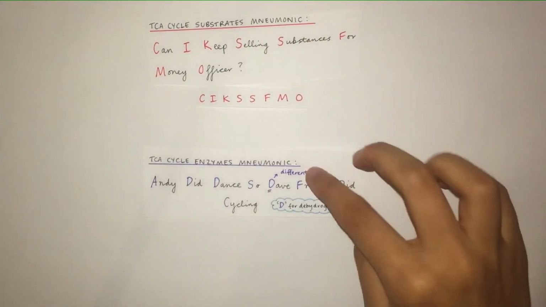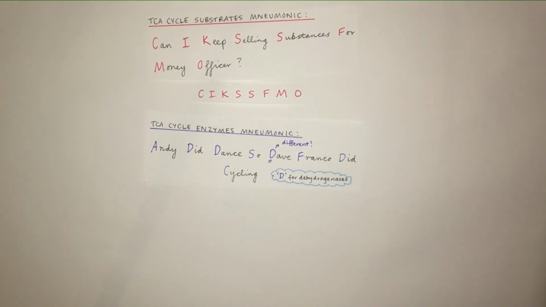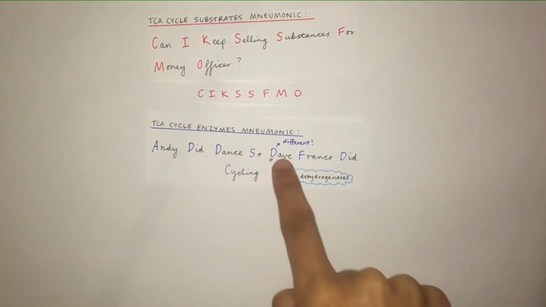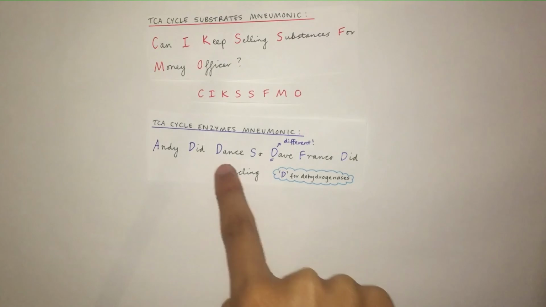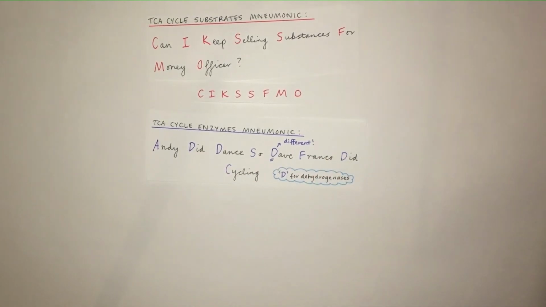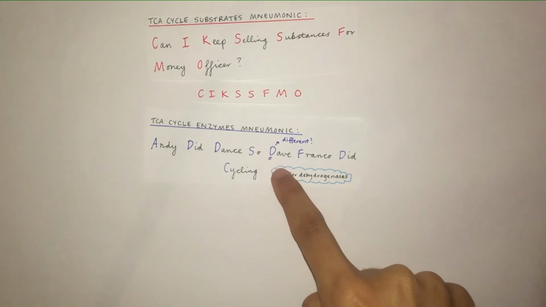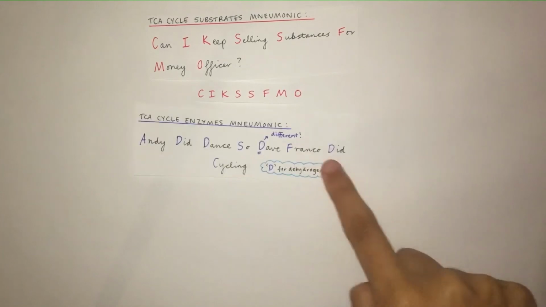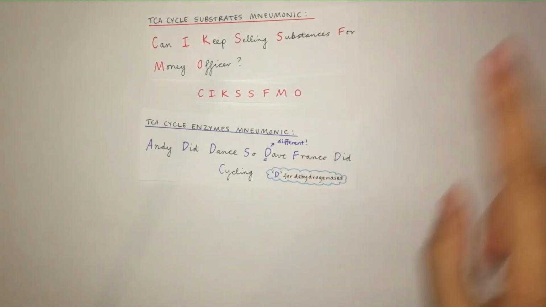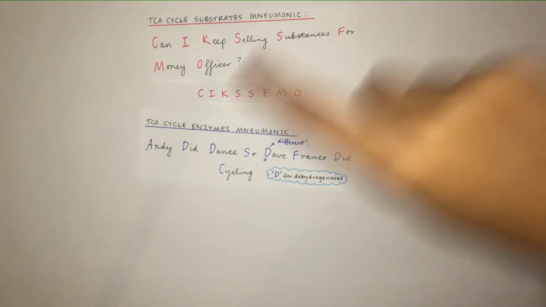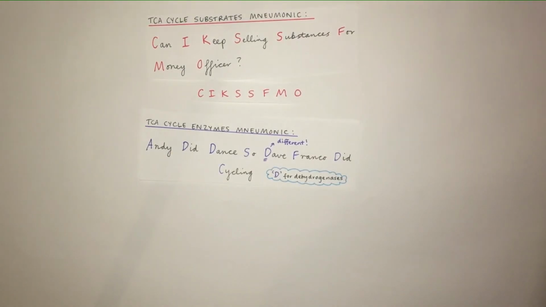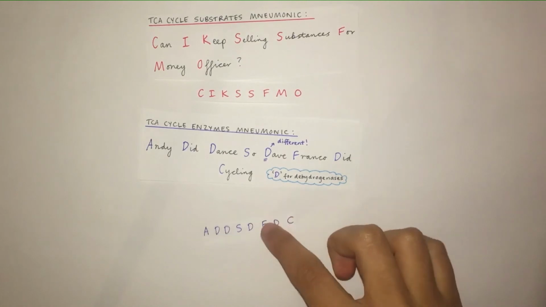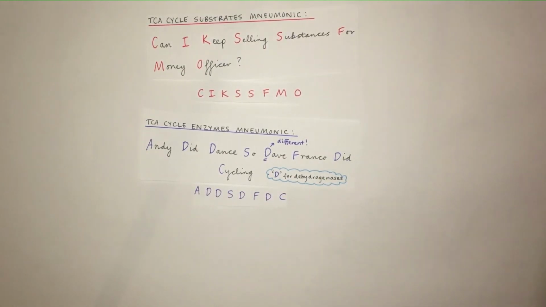For the enzymes, my mnemonic is Andy did dance, so Dave Franco did cycling. Now this is going to need a bit of explanation, so I start at aconitase, and then all the D's stand for dehydrogenases, and all the D's for dehydrogenases involve an NAD becoming an NADH, except for Dave, because Dave is different, and that represents succinate dehydrogenase having an FAD becoming an FADH2. So that's how I remember the enzymes, but I just start at aconitase because that's easiest for my brain. You can make up your own mnemonic if you'd like. And I just write the letters as usual.